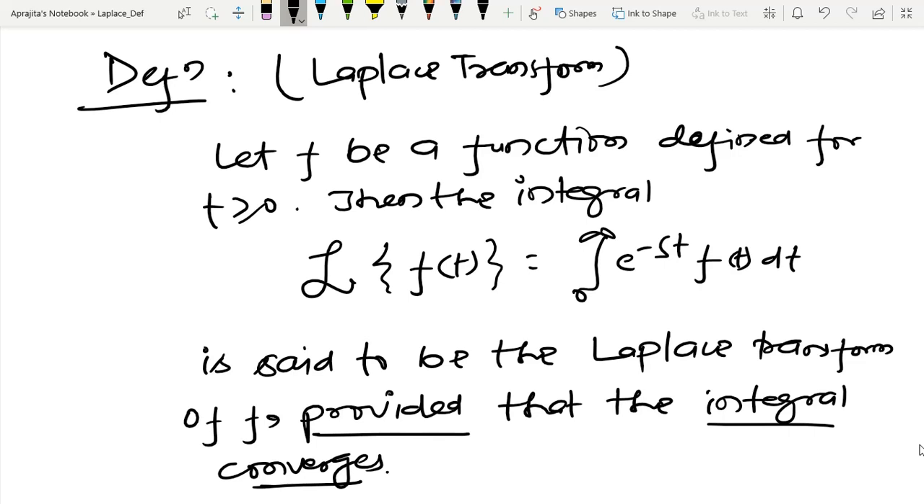After that, what is the beauty of this transform? That it will convert a function from one domain to another domain. So now I have to interpret that domain for our engineering problem.